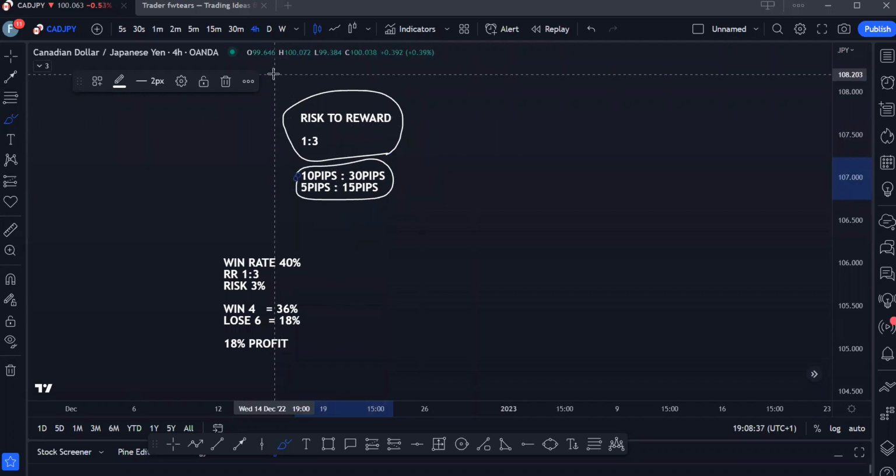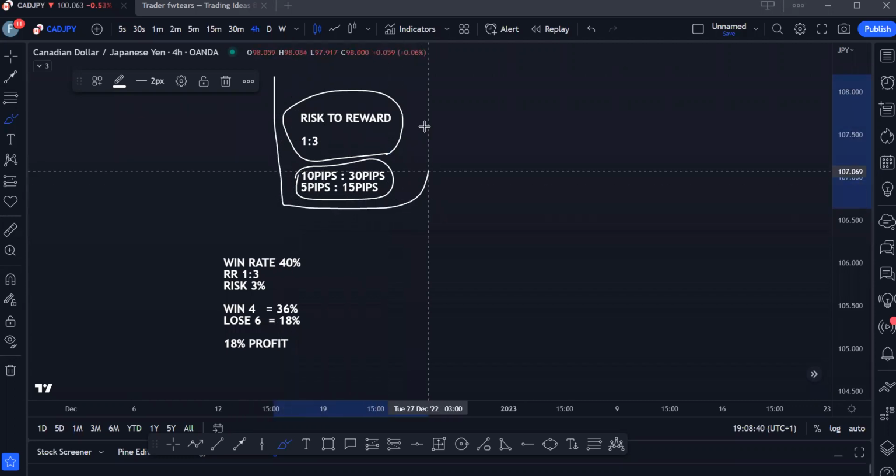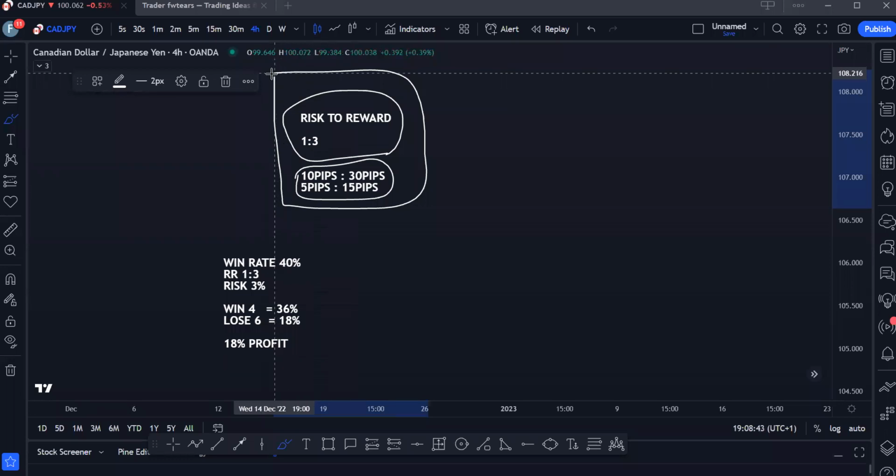Now, why do you need to have this in place? Because most of the time, you might not have a good win rate. You will not have a win rate that is 90%. You will not have a win rate that is 80%. On the average, for the majority of traders, your win rate is going to be between 40 to 50%. So that you can be profitable, you cannot afford to be risking 10 pips to make 10 pips. You cannot afford to have a risk to reward of 1 to 1.